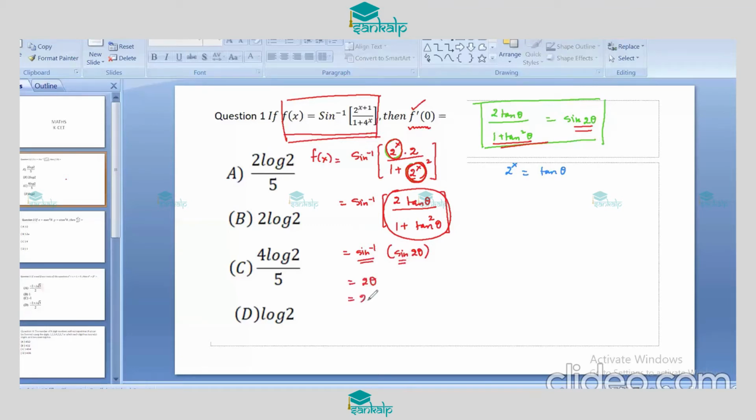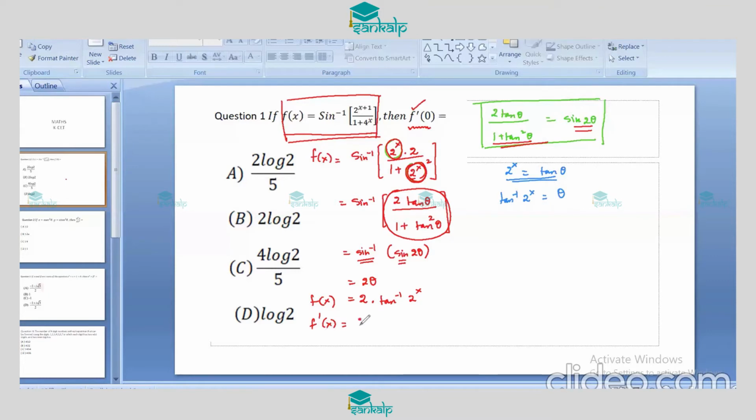But now 2 theta. How to write theta? Already here I have taken 2 power x equal to tan theta. So from this, theta will be tan inverse 2 power x. In place of theta, I will use this. So I'm writing theta as tan inverse 2 power x. So in this way, I have modified the function and I made it easy so that we can find the derivative of the function very easily.